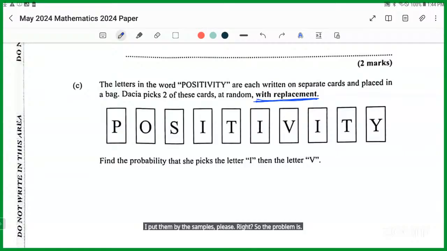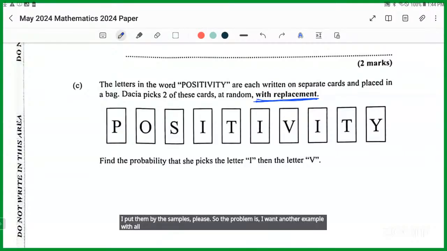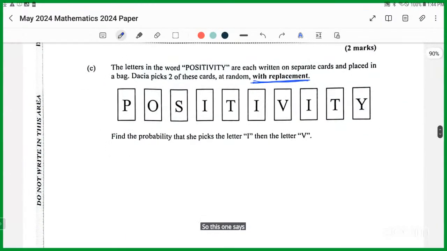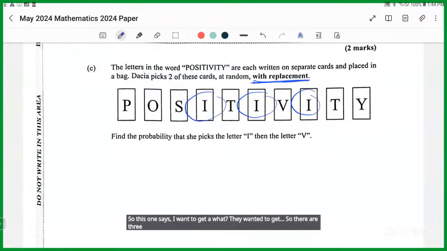I'm going to do an example without replacement as well, and see how the result changes, just in case. So this one says I want to get the I, right? So there are 3 I's in it. How many letters in all? 1, 2, 3, 4, 5, 6, 7, 8, 9, 10. And there are 3 I's in it.